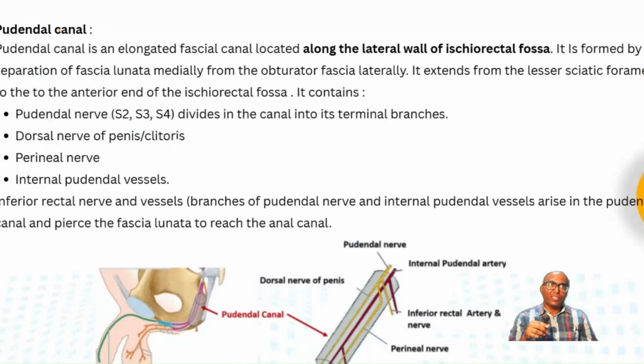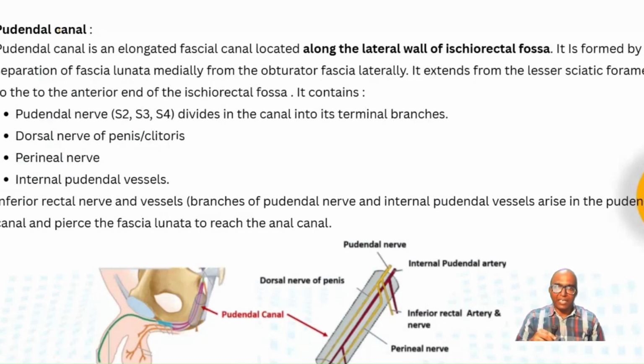It contains the pudendal nerve, that is S2, S3, S4, which divides in the canal into its terminal branches. Then you have the dorsal nerve of the penis or clitoris, then the perineal nerve and internal pudendal vessels. So pudendal nerve, pudendal vessels, along with the dorsal nerve of the penis and perineal nerve. So these are the contents of the pudendal canal.